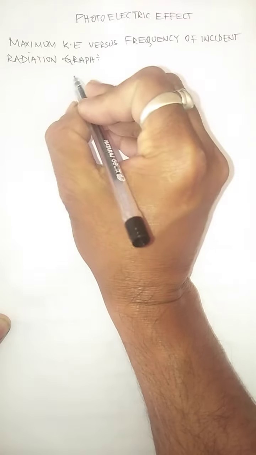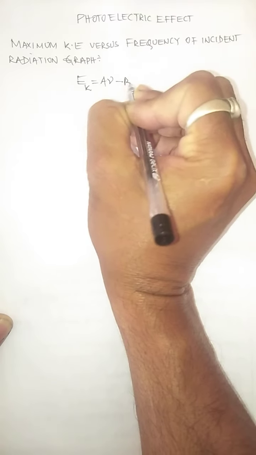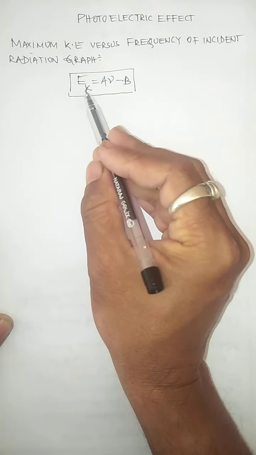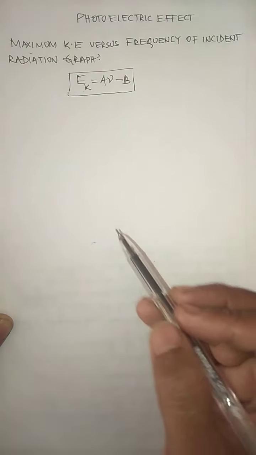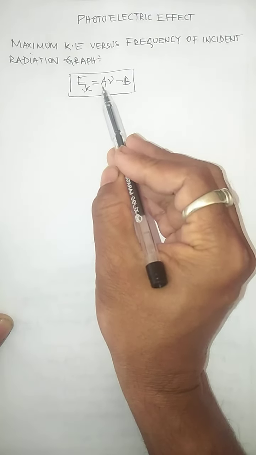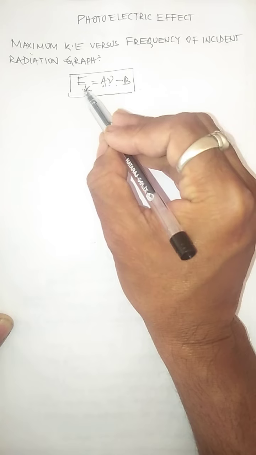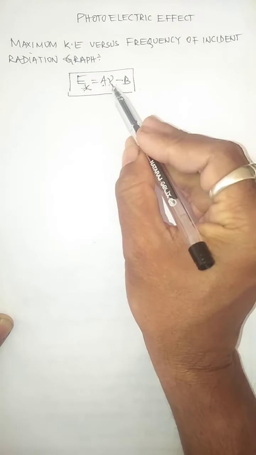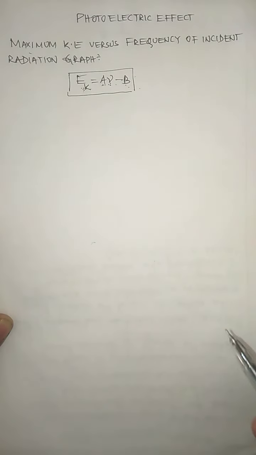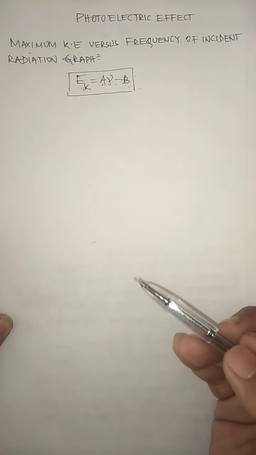That's why, in the last YouTube video I explained this relation, Ek equals A nu minus B. If you remember, this is the equation of a straight line from the graph which we plotted, where the maximum kinetic energy of photoelectrons is equal to A nu minus B, where A is the slope of this kinetic energy versus frequency graph. Nu is the frequency of the incident radiation, and we have expressed B as the work function. Work function means the minimum energy which is required for the ejection of photoelectrons from the metal plate.